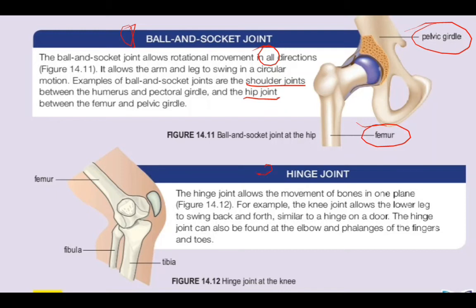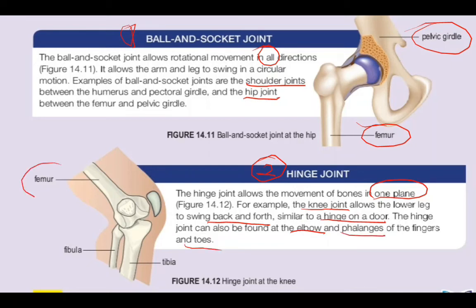Untuk yang kedua, hinge joint only allows the movement of bones in one plane only. For example, the knee joint allows the lower leg to swing back and forth, similar to a hinge on a door. Sebab itu dia dipanggil hinge joint. The hinge joint can also be found at the elbow and phalanges of our fingers and toes.